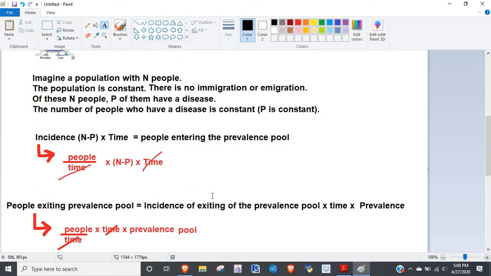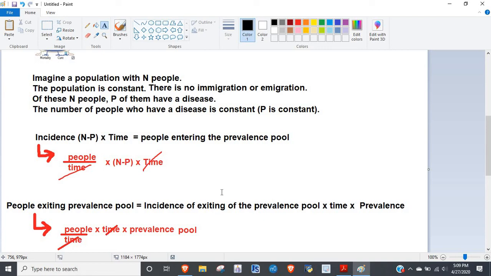Well, the people exiting the prevalence pool equals the incidence of the people exiting the prevalence pool times the time times the prevalence. And you'll see how it's very similar to our first equation of people entering the prevalence pool. The only difference here is that you're not multiplying by n minus p, because here you're already assuming that everyone in it is already in the prevalence pool, so there's no need to do n minus p, you can just do p.